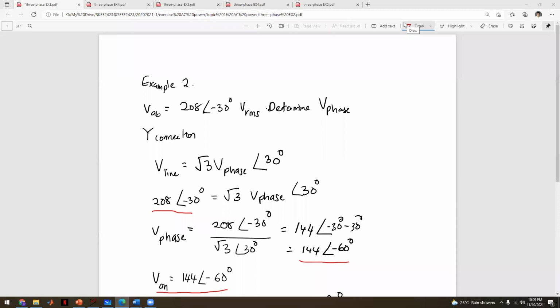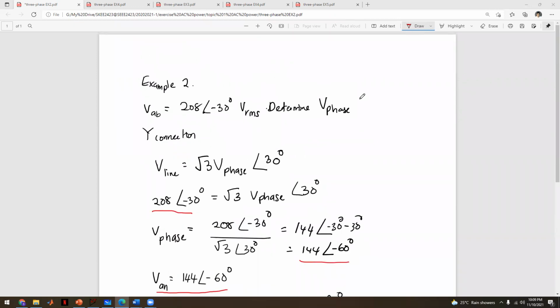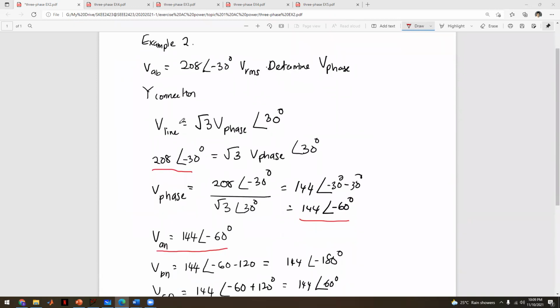Okay, so this is the solution for example 2. VAB is given as 208 VRMS. Determine the V phase in Y connection. We know that for Y connection, the V line relationship with the V phase is square root 3 multiplied with V phase, and the angle should be leading by 30 degrees. Right now the question gives you the information about the V line, which is VAB, so you just substitute V line with these values.